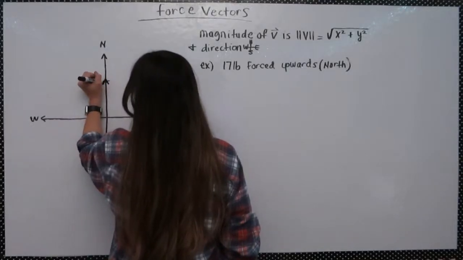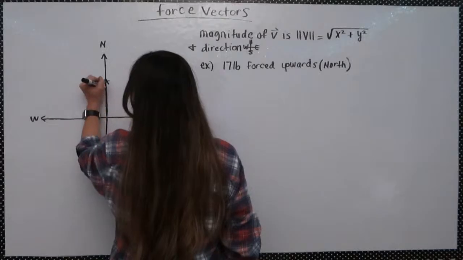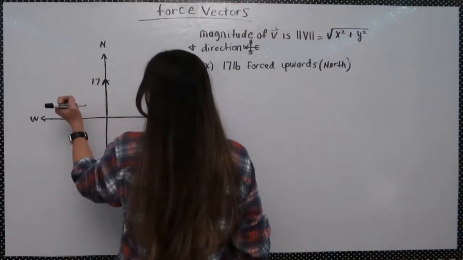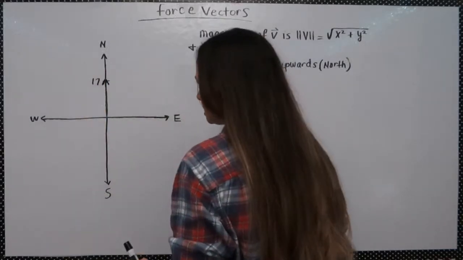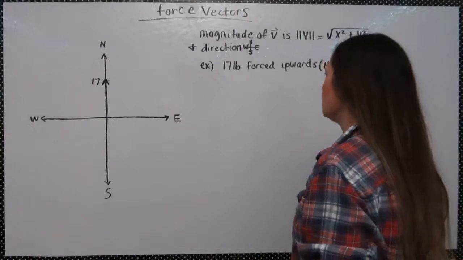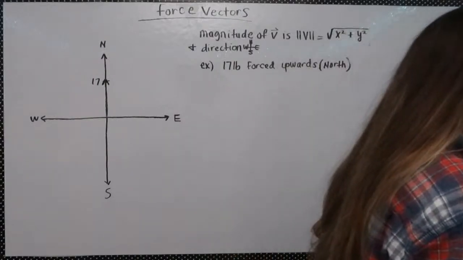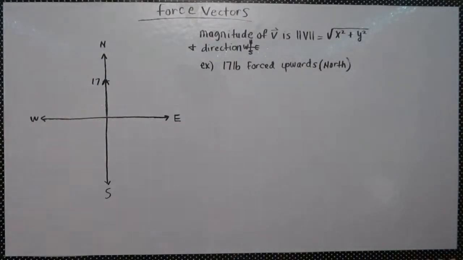And there's your vector. It's right on the y-axis. Okay, and its size is 17. Let's draw another one. Let's draw one that's not going to be right on the line. Let's draw one like here. This one says 50 pounds acting north, 21 degrees and 16 minutes east.